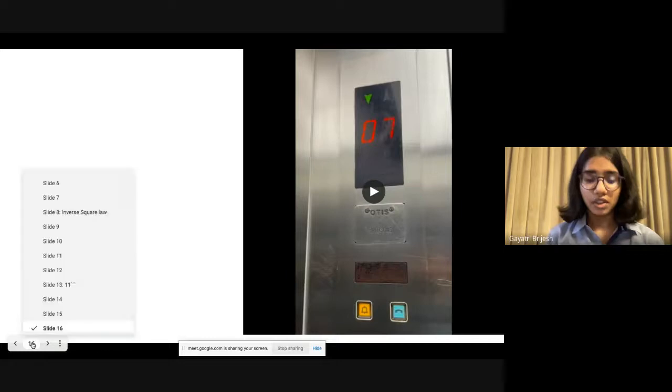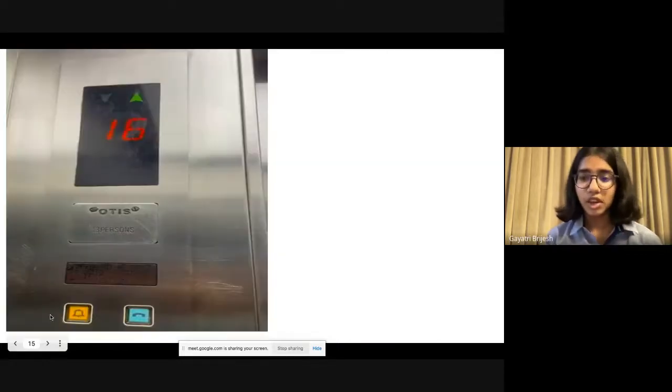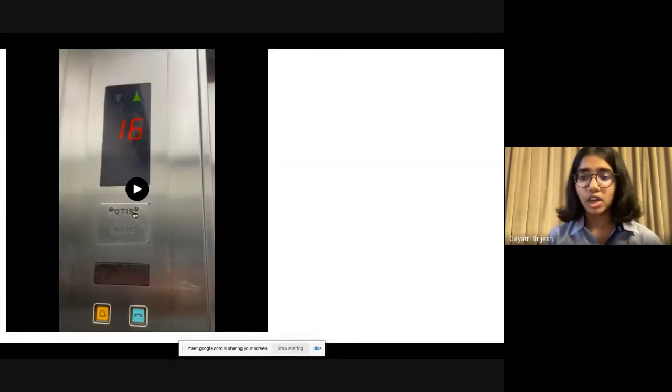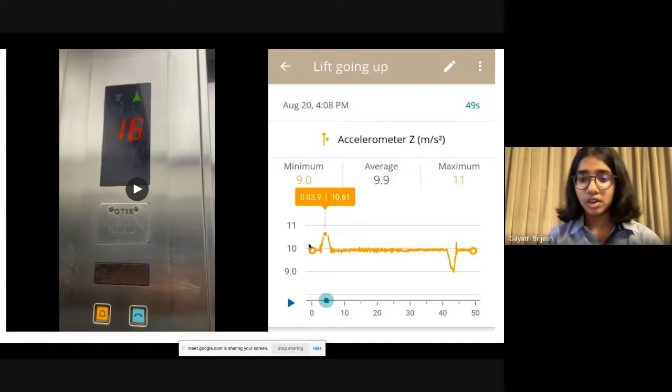Yes, correct. So, in this last experiment, I have recorded the motion of a lift going upwards and downwards. As you can see, I had to tape the phone to the floor to get the best data, otherwise there would be a lot of inaccuracies. As the lift is accelerating upwards for a very short time interval, the acceleration of the lift is more than g, and we suddenly feel heavier. But when the lift is accelerating downwards, the acceleration of the lift becomes less than g, which makes us feel lighter, even if it's for a very short interval of time.